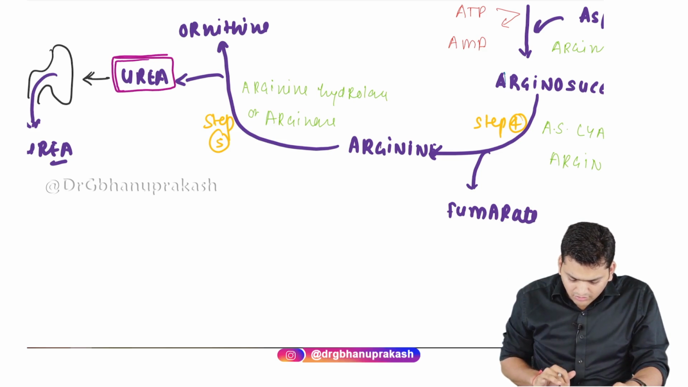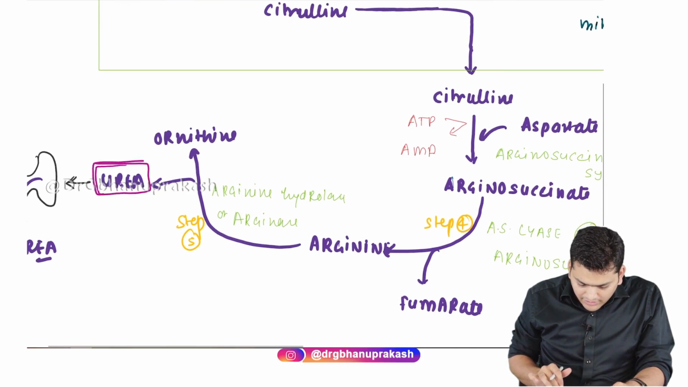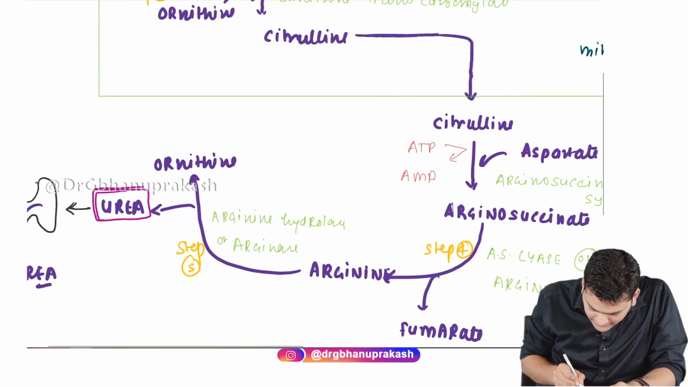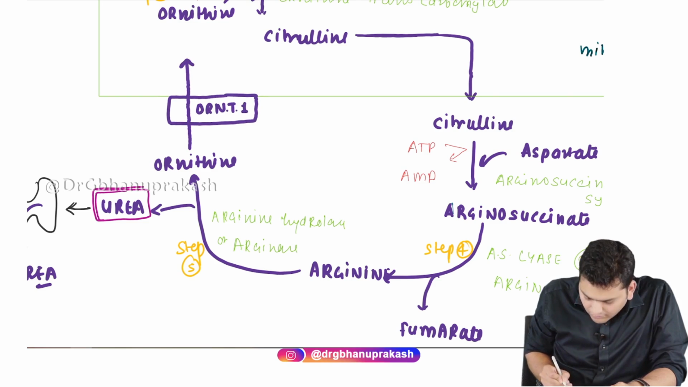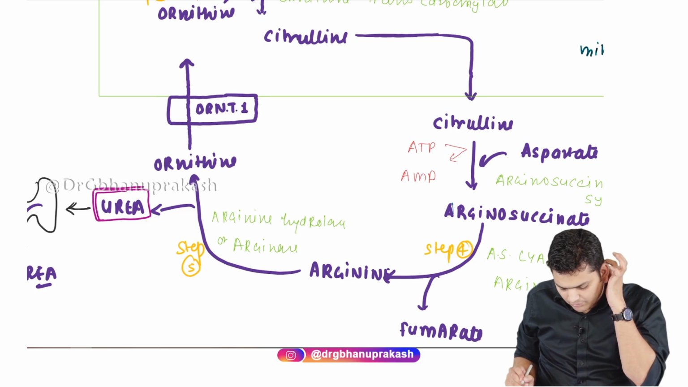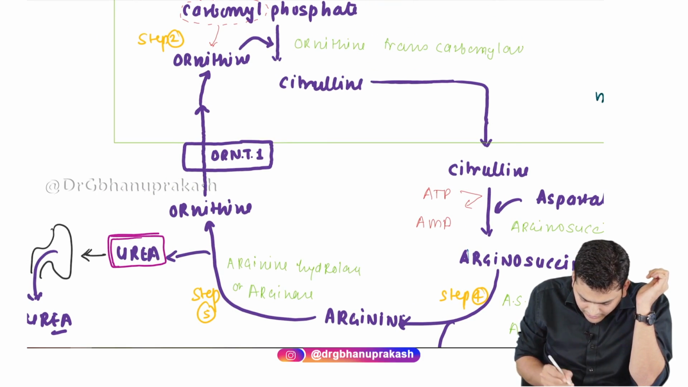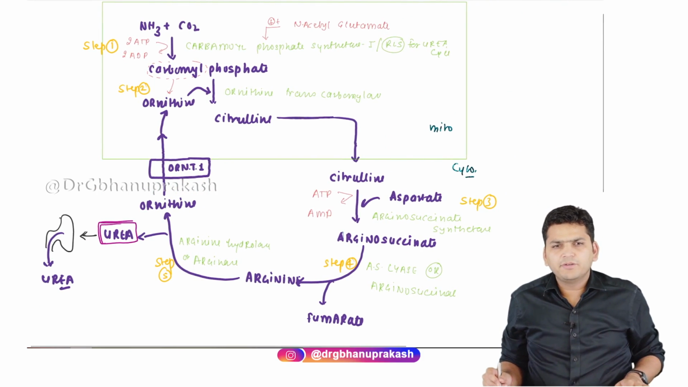Now, ornithine can be reused, and this ornithine will enter the mitochondria. For recycling, the ornithine needs to go inside the mitochondria, and for that we have a transporter. The name of the transporter is ornithine transporter 1. With the help of that, the ornithine will go inside, join the urea cycle and be reutilized here. So this is how the complete urea cycle occurs.